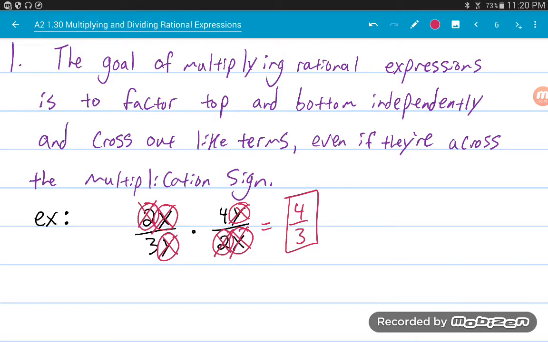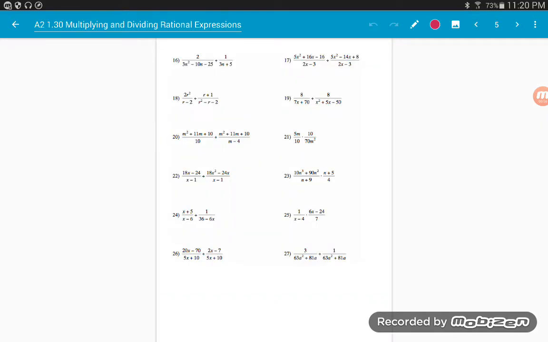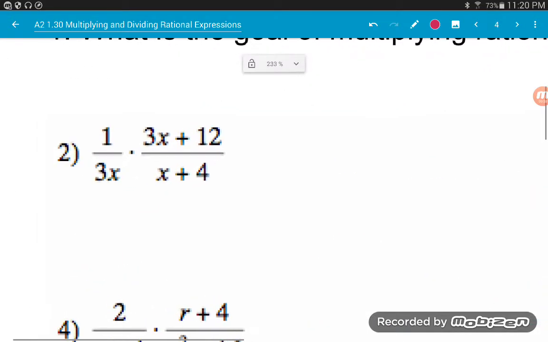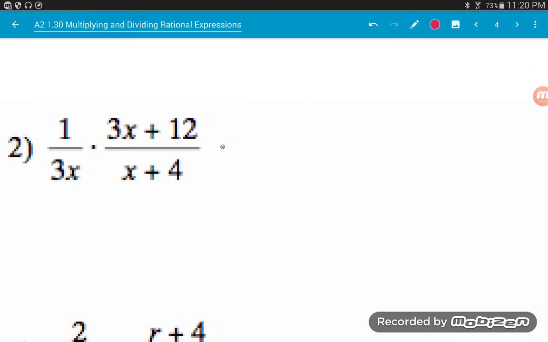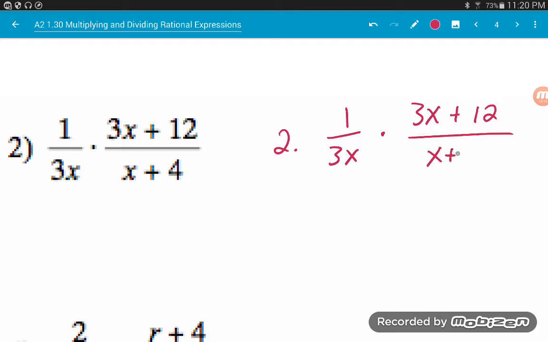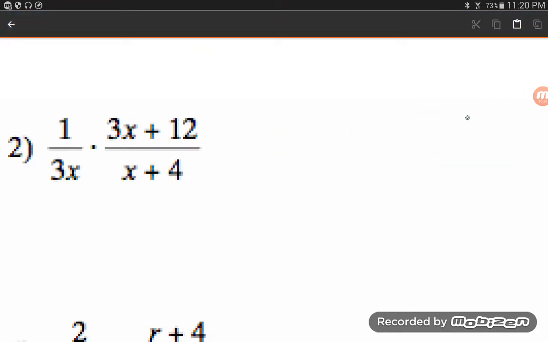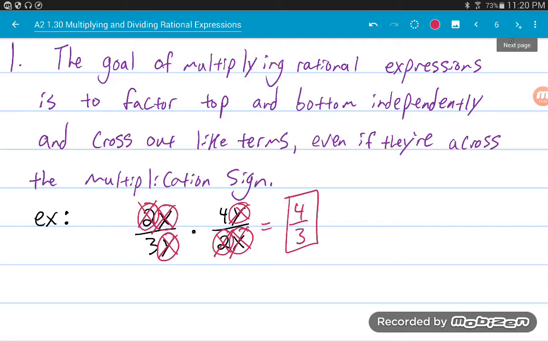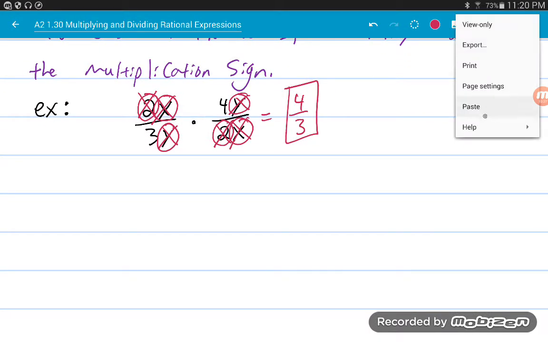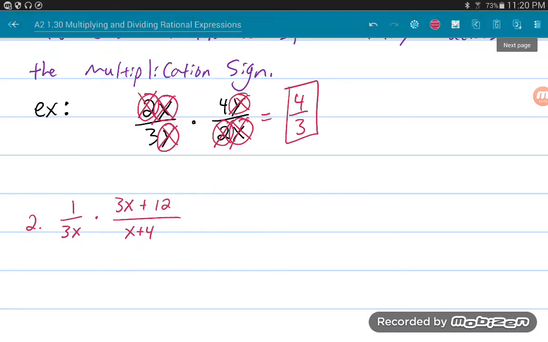So you can pause here if you need to write down anything or if anybody's still writing notes, but I'm going to go on to example number 2. I'm just going to rewrite it and take it over to my loose leaf anyway. So rewrite, question number 2 is 1 over 3x times 3x plus 12 over x plus 4. Pull this over to my notes. Okay.